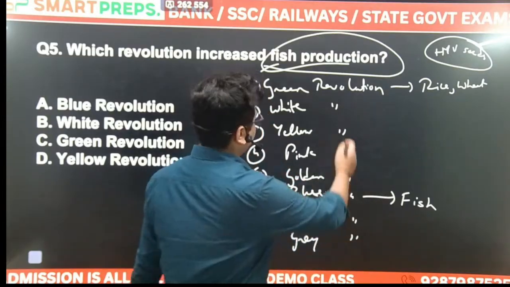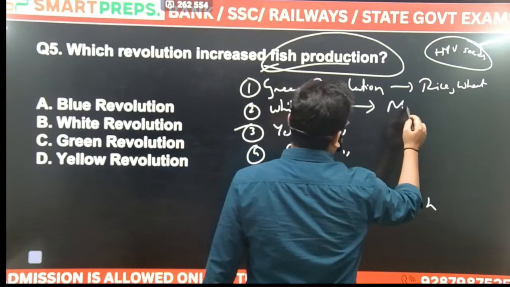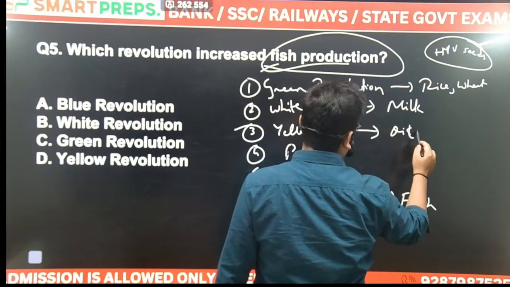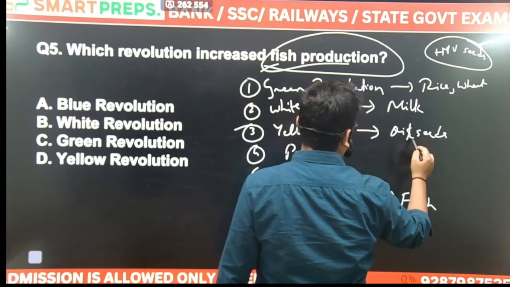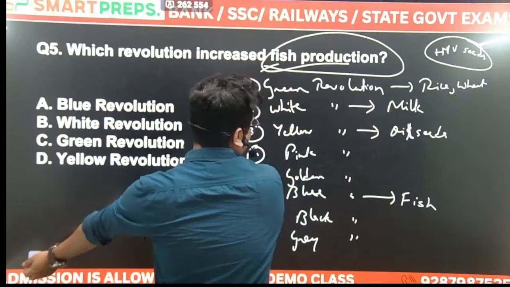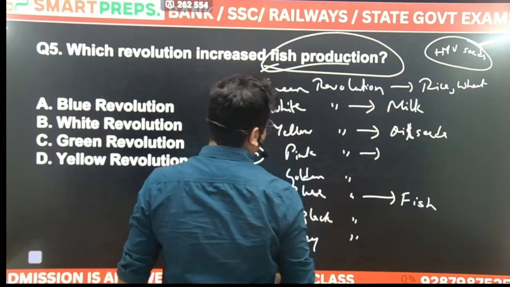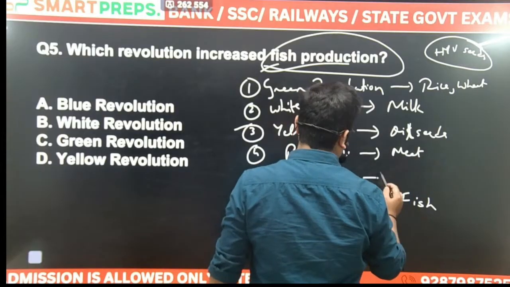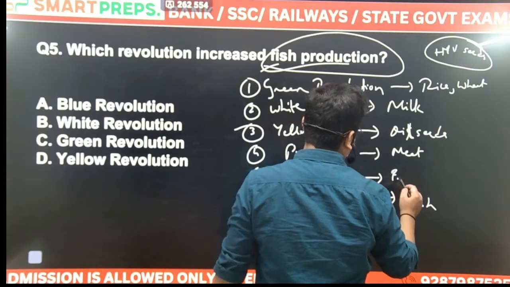Okay? The White Revolution was basically to increase milk production. Yellow is for oil seeds production. Oil seeds means mustard, groundnut, right? Soybean. Pink Revolution is for meat. Golden Revolution was for fruits, vegetables, honey.